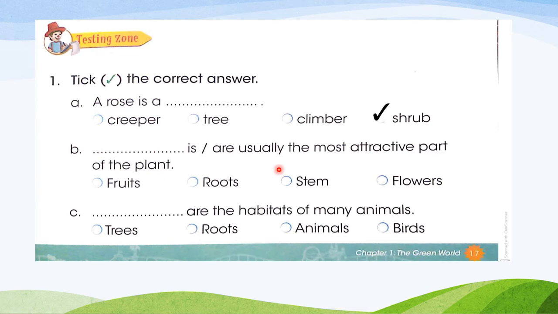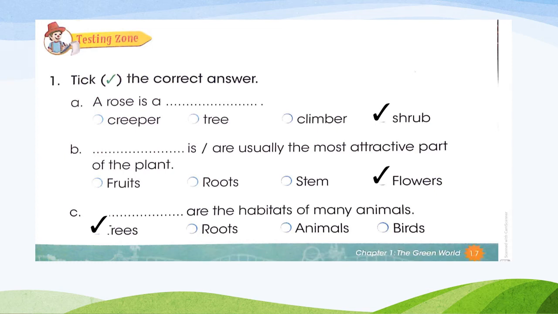Dash is usually the most attractive part of a plant. Recently we have studied about this. Which part is the most attractive part? Yes, flowers. Okay. Dash are the habitat of many plants and animals. Which thing are the habitats of many animals? Trees. Because animals get their food and get their shelter from trees, from plants.